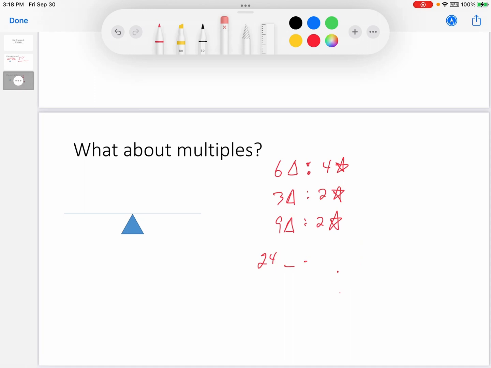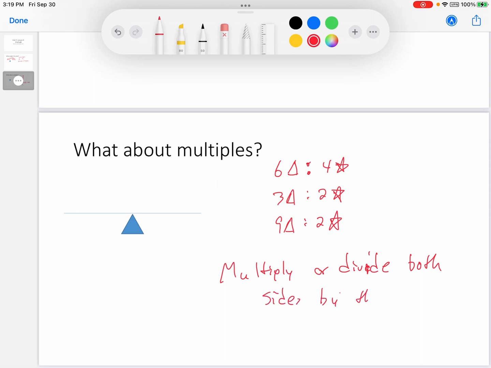Does that make sense? So, how do you get equivalent ratios? You multiply or divide both sides by the same amount. And as long as you do that, your two sides will still be equal to each other in weight.